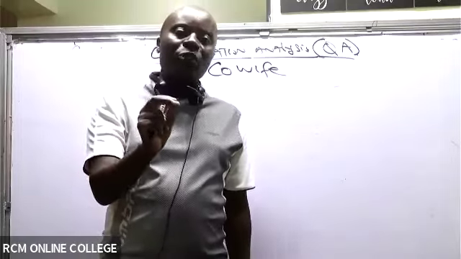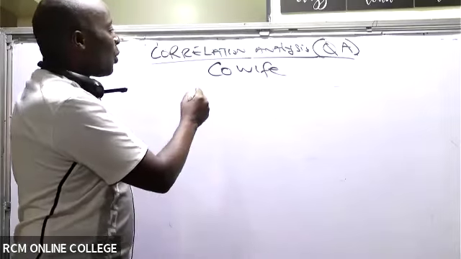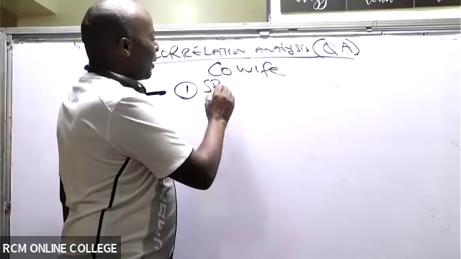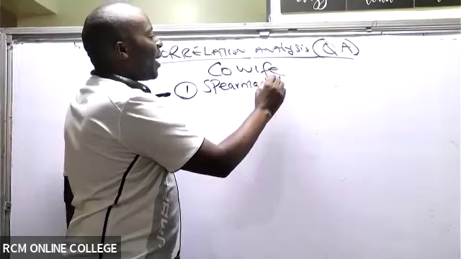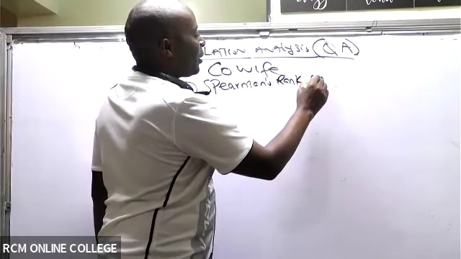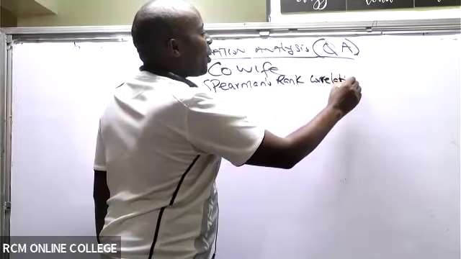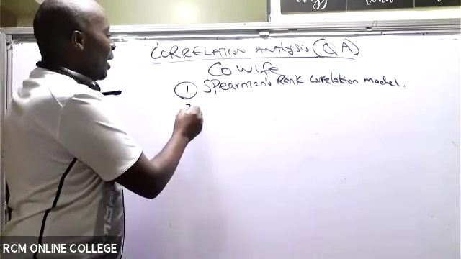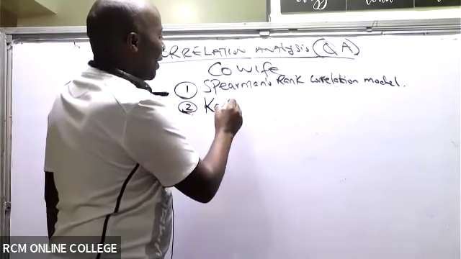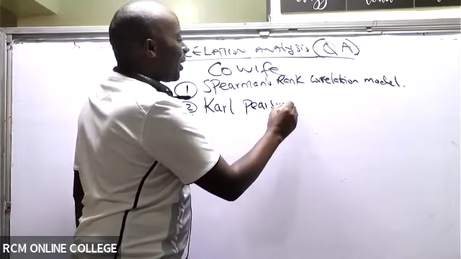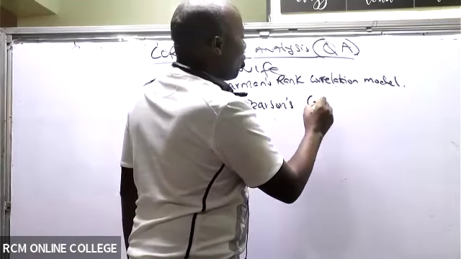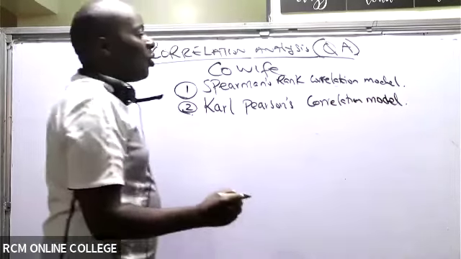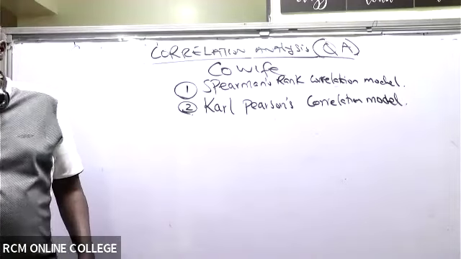And there are two models of correlation analysis. Number one, we have the Spearman's rank correlation model. And then number two, we have the Karl Pearson's correlation model.